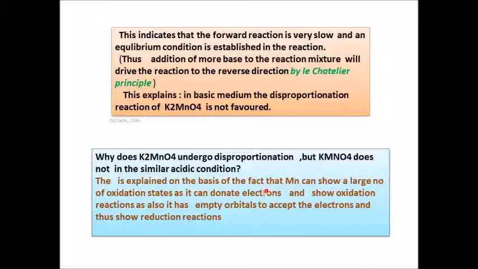Now again, another query in our mind. Why does K2MnO4 undergo disproportionation but KMnO4 not under the same acidic conditions? This is because Mn can show a large number of oxidation states, up to +7, and can donate electrons. But once it has donated all the 7 electrons, it will have no other electron to donate, and so it will act no more as a reducing agent. It will not undergo any oxidation reaction, it will only undergo reduction reactions.